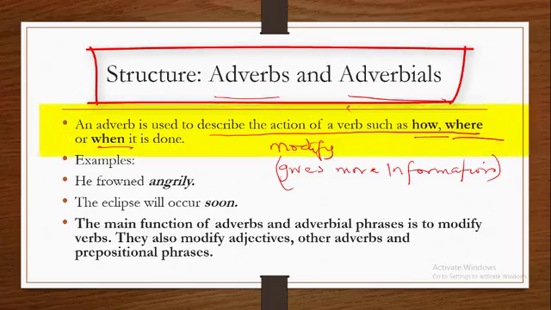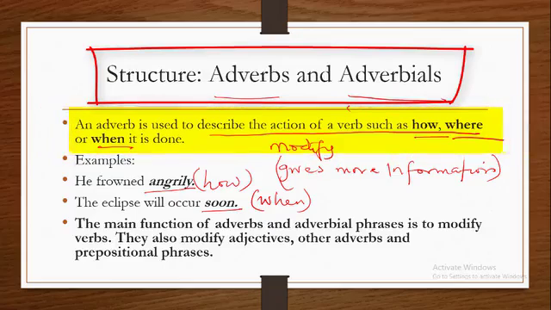Every adverb answers the following questions: how the action was performed, where it was performed, or when it was performed. For instance, he frowned. How did he frown? Angrily. The eclipse will occur. When? Soon. Okay, so this is how, and this other one is when. Okay, so I told you adverbs generally answer the question how, where, and when actions are performed.